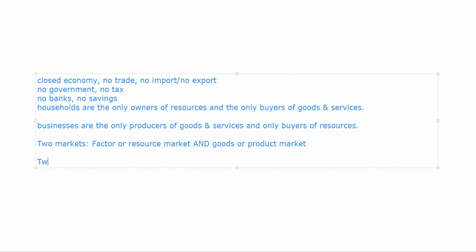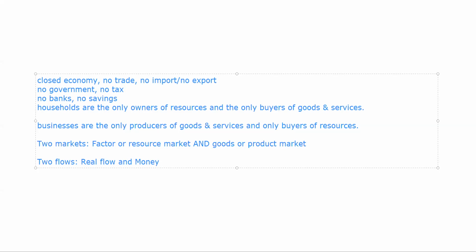The model is called circular flow because we do have two different flows. The first one is called real flow, which shows how goods and services and resources are circulating in the economy. This flow starts from households, because households are the providers of resources. It goes to the resource market, goes to the businesses, from businesses to the product market, and again comes back to households. So the real flow is the circulation of goods and services and factors of production, and it starts from households and also ends at the households.